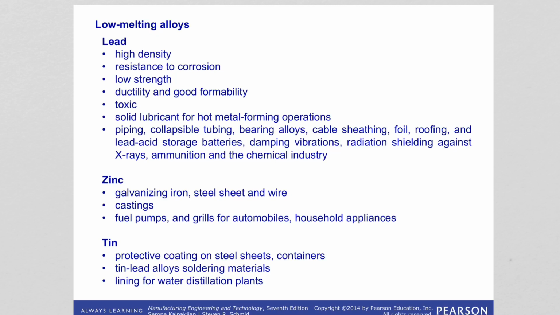So what about low melting alloys? As the name implies, these are alloys with low melting temperatures. And the major metals in this category are lead, zinc, and tin, and their alloys.